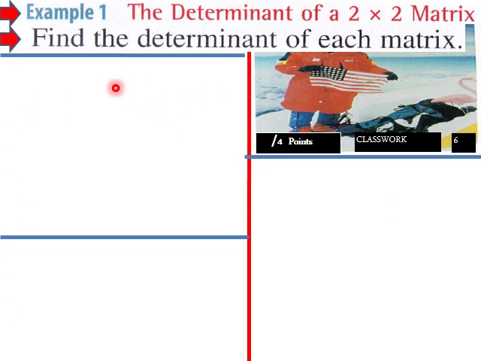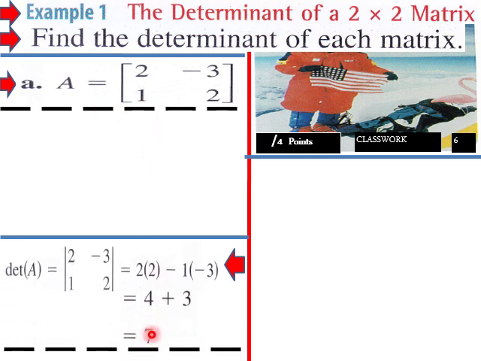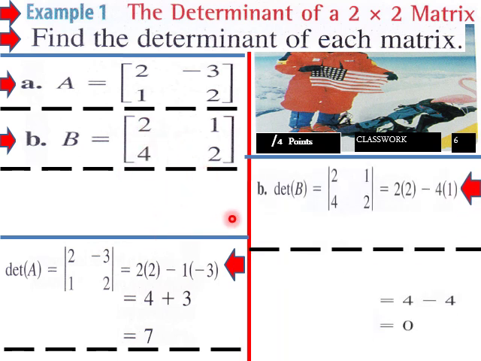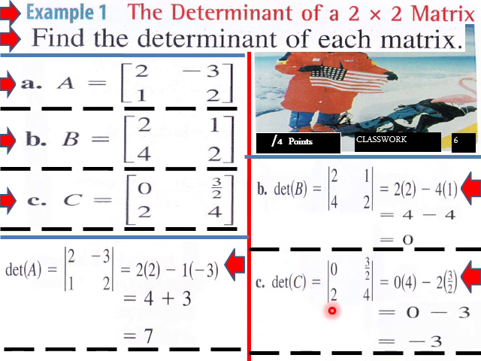The determinant of a 2x2 matrix: find the determinant of each matrix. So here's the matrix. What's the determinant of A? We multiply like this and multiply like that. We get 2 times 2 minus 1 times negative 3, which would be 4 plus 3, so it would be 7. So the determinant of this matrix will be 7. For B, the matrix is 2, 1, 4, 2. That determinant would be 2 times 2 minus 4 times 1, which is 0. So you have a 0 determinant for B. For C, there's our matrix, and the determinant would be 0 times 4 minus 2 times 3 over 2, which is 0 minus 3, a negative 3.